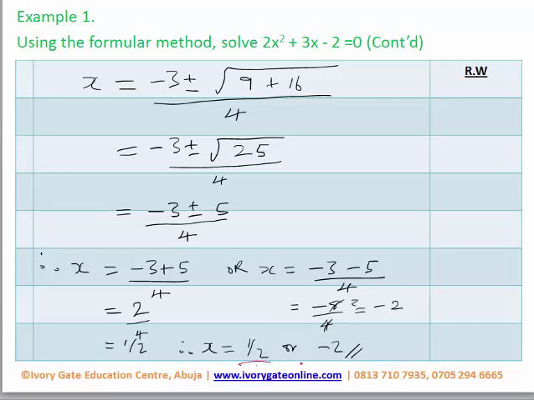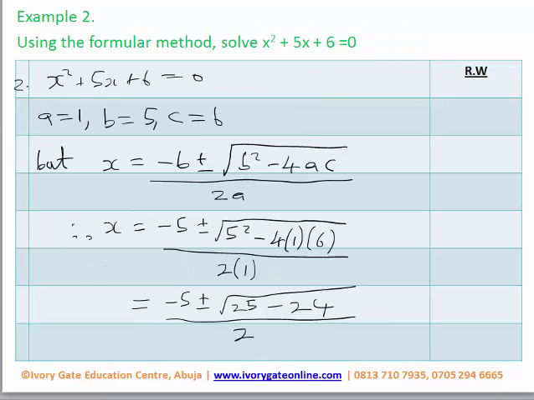So these are the values of x that satisfy the equation 2x squared plus 3x minus 2 is equal to 0. Okay, so if we move on to example number 2, we have x squared plus 5x plus 6 is equal to 0. Here the coefficient of x squared is 1, which is equivalent to a, then the coefficient of x is 5, then the constant is 6.